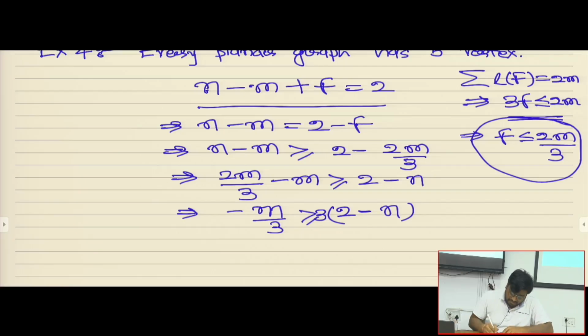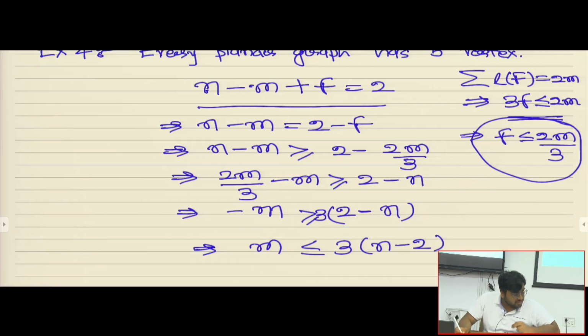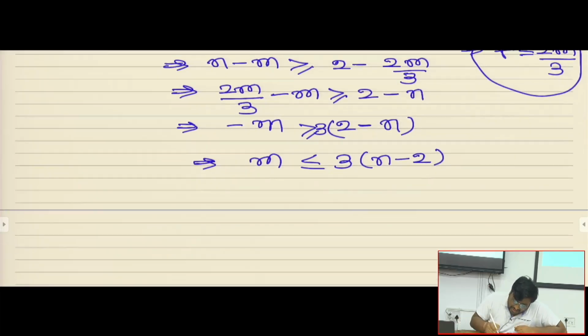Then, so m is less than or equal to, I have made some mistake. Why? Three. Yeah. Now 2m is less than or equal to this, 6n minus 12.